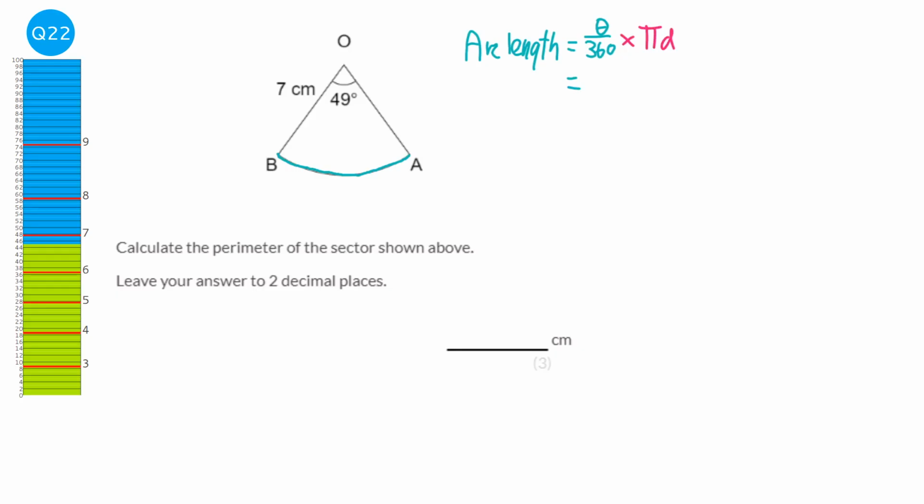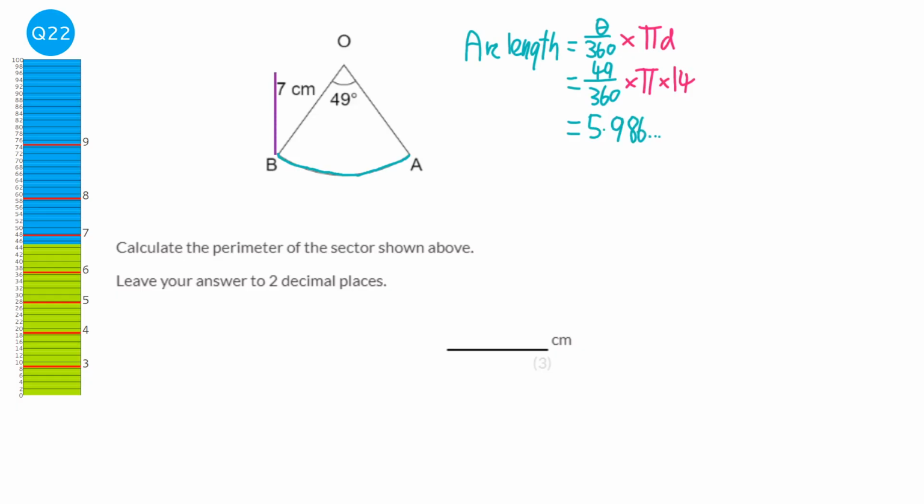And so that's going to be 49 over 360 times pi times the diameter, which would be twice the radius. The radius is 7, so it would be times 14. When we do all of that, we get 5.986, blah, blah, blah. But that is not the perimeter yet.